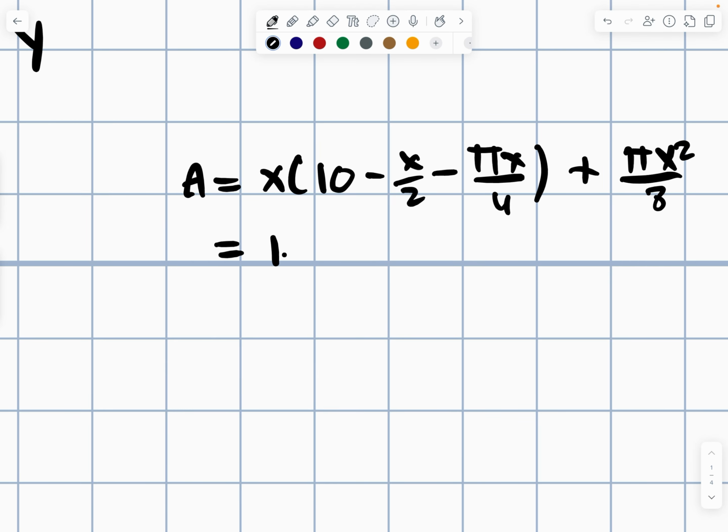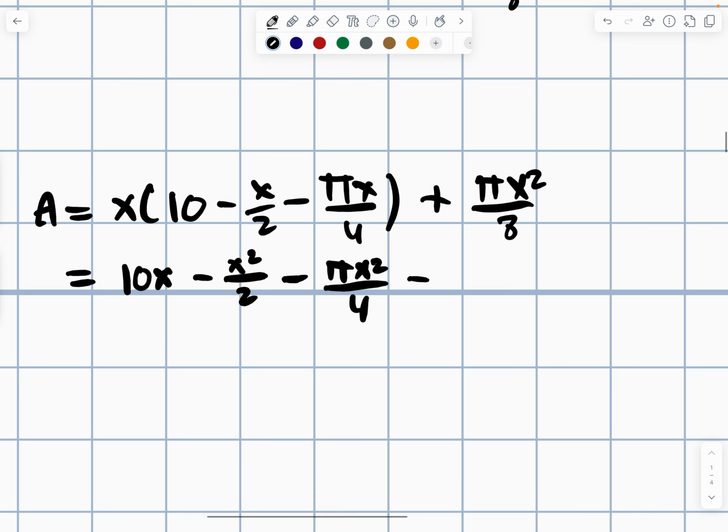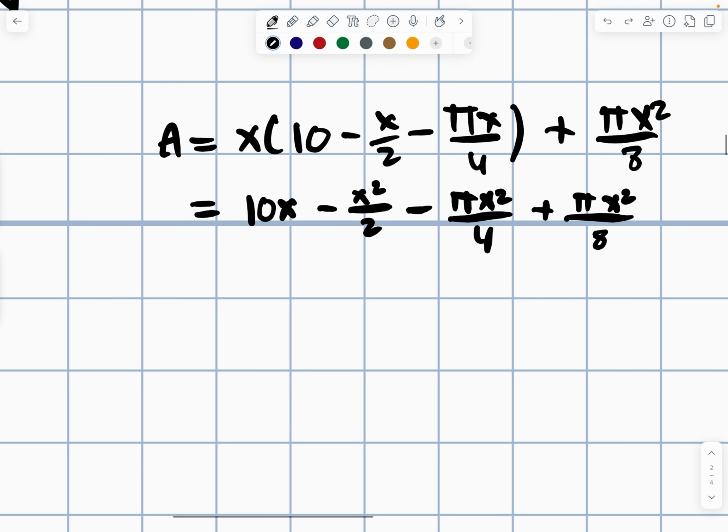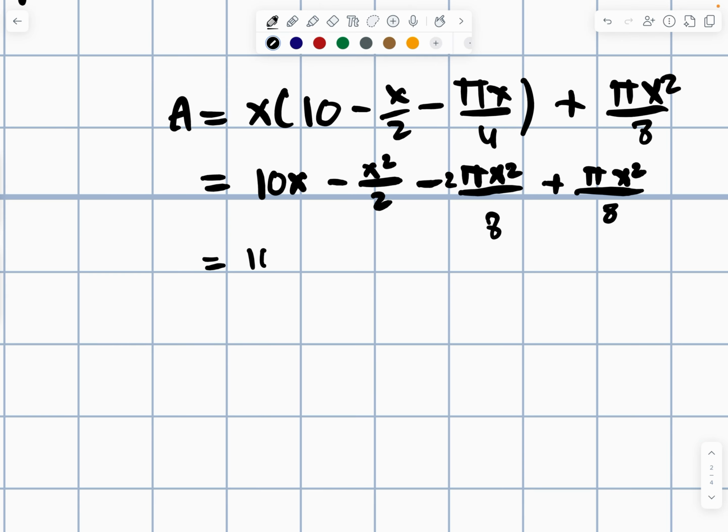So this will give us 10x minus x squared divided by 2 minus pi x squared divided by 4 plus pi x squared divided by 8. These two are like terms, so I can add them up. If I just multiply this by 2, this will become 8, right? And this will give us 10x minus x squared by 2 minus pi x squared divided by 8.